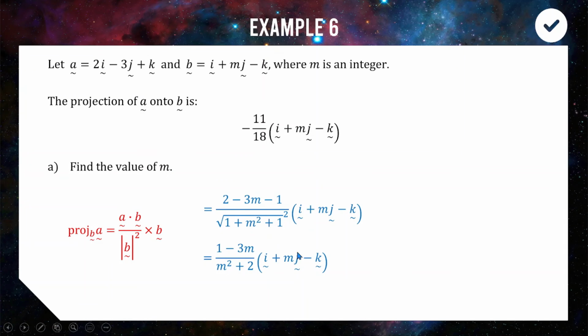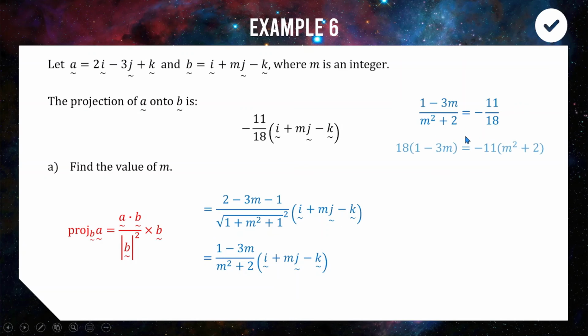Now, we just figured this out using our formula to be the projection of a onto b. However, the question says, hey, this right here is the projection of a onto b. And we're saying, well, if this is the same thing as this, and obviously the thing in the brackets is the same, we can compare these two and say the thing out the front involving all these weird looking m's must be equal to negative 11 over 18. So there's the equation we set up. We say, all right, 1 minus 3m over m squared plus 2 must be equal to negative 11 over 18 because this is the same thing as this.